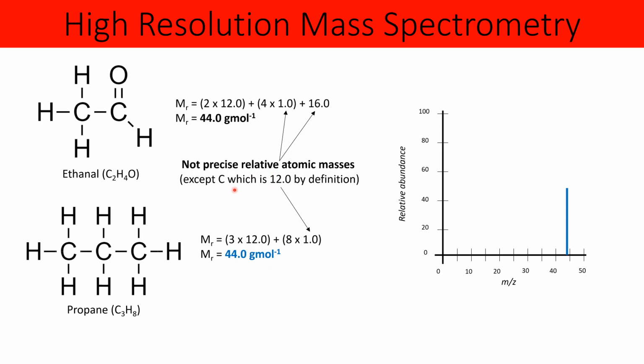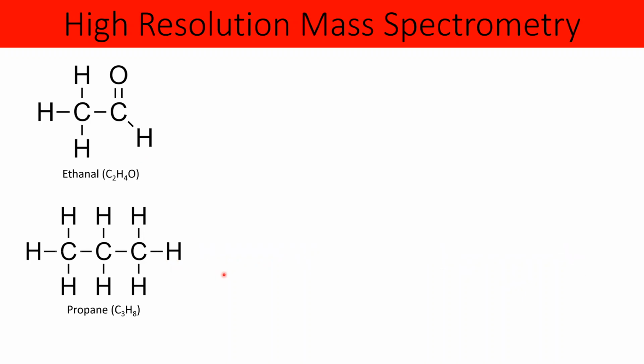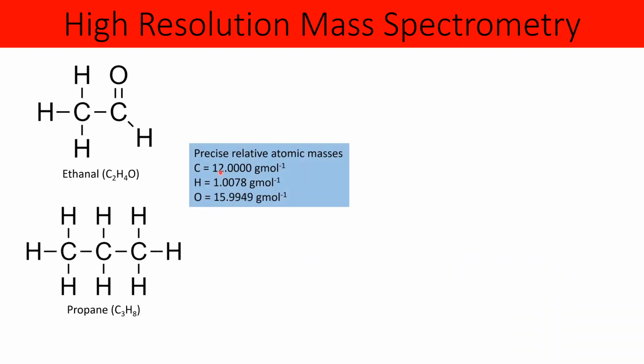Now it's important to note that carbon has a relative atomic mass of 12.000000 by definition, okay? But any other element doesn't, because its relative atomic mass is going to be the weighted mean average of all of its different isotopes. So what we've got to do instead is use some precise relative atomic masses, and then hopefully we should notice a difference between these two compounds. So here's some precise relative atomic masses for carbon, hydrogen and oxygen. Notice how carbon is exactly 12 by definition. If you ever ask why, it's by definition, it's 12.